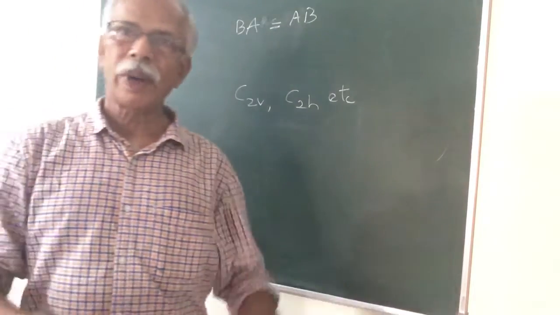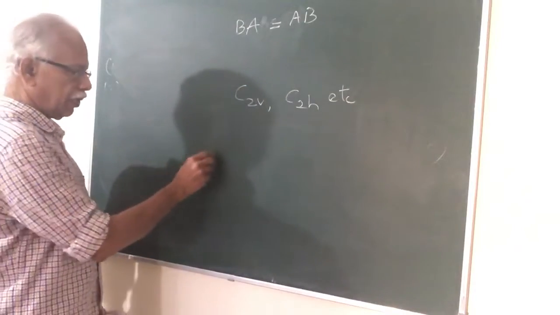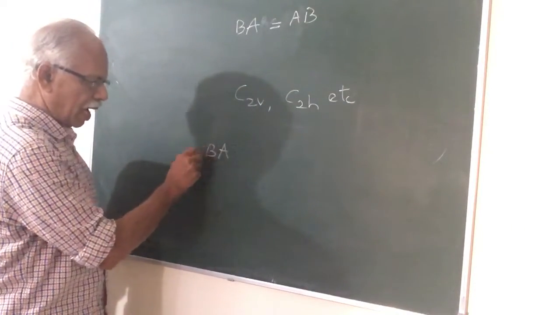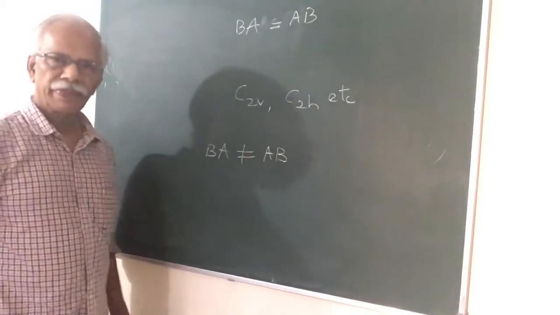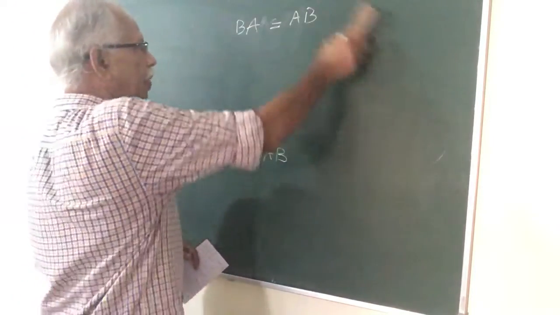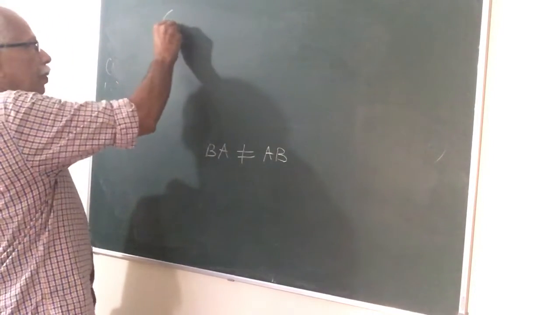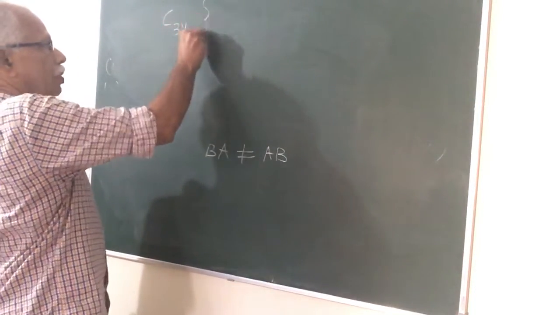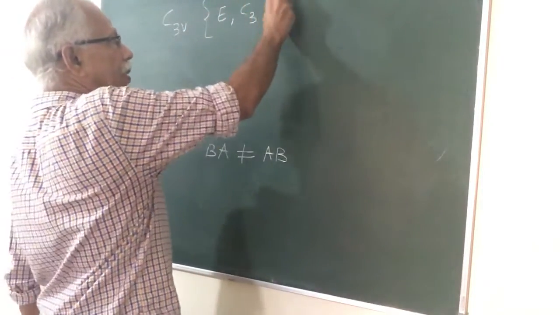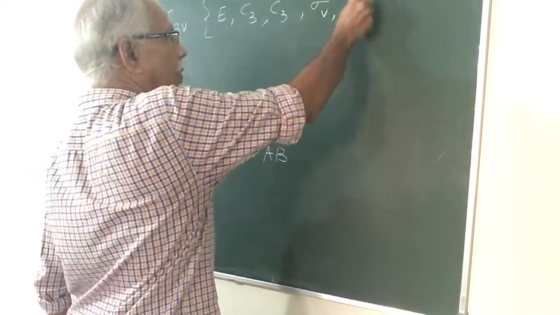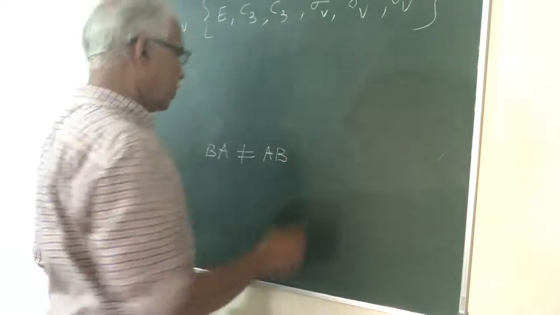And what about a non-abelian group? Those are groups where the product of A and B will not be equal to the product of B with A. C3V is the simplest example of a non-abelian group, to which ammonia belongs. Identity, C3, C3 squared, sigma V, sigma V dash, sigma V2 dash. There are 6 operations.